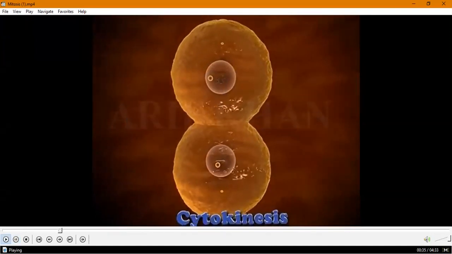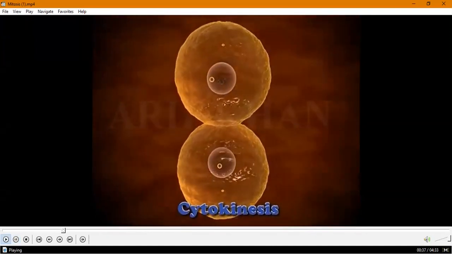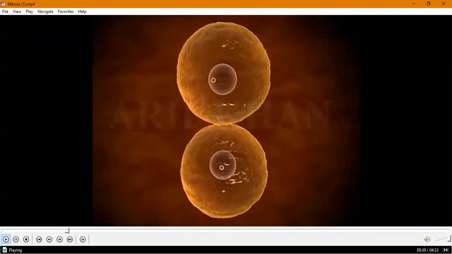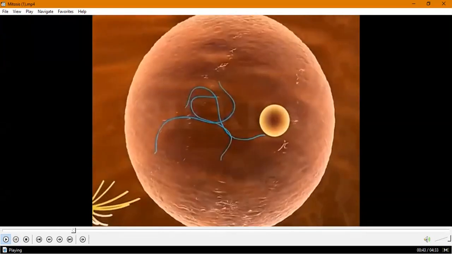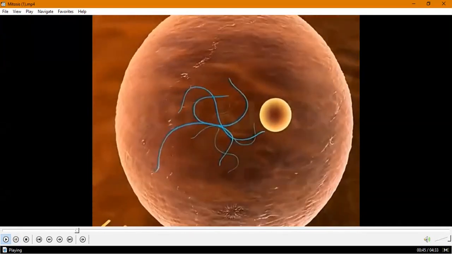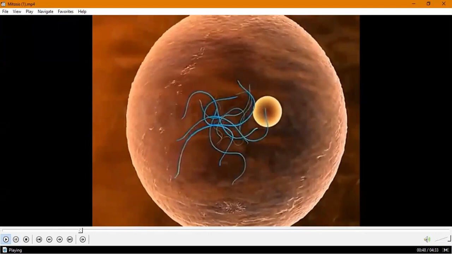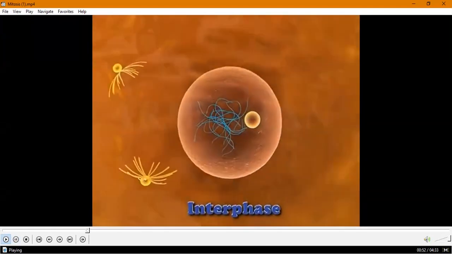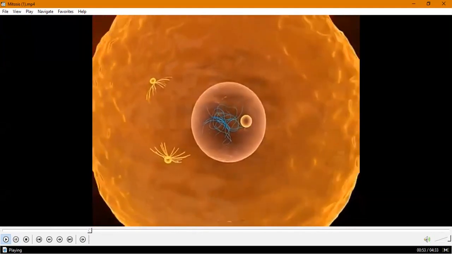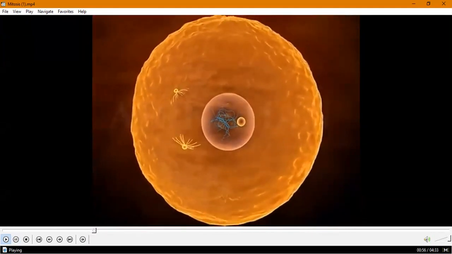An additional phase called cytokinesis occurs after the complete nuclear division. Before a dividing cell enters mitosis, it undergoes a period of growth and rest. This period is called interphase. In interphase, the genetic material of a cell increases.